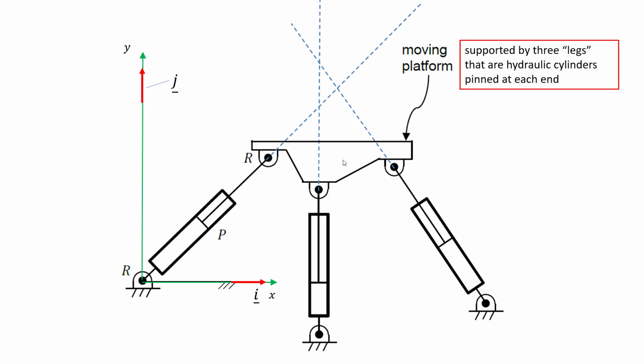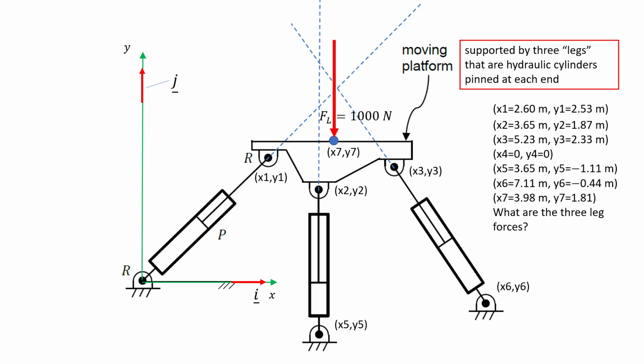and the 3 legs work together to move this platform in some desired way. Let's imagine for a moment that it is fixed in this position and we lock down the 3 prismatic cylinders, and then we load the platform in a way like this. Imagine that we know the XY coordinates of all 7 points, the origin and the other points of the cylinders, and the applied load is on the top of the moving platform.